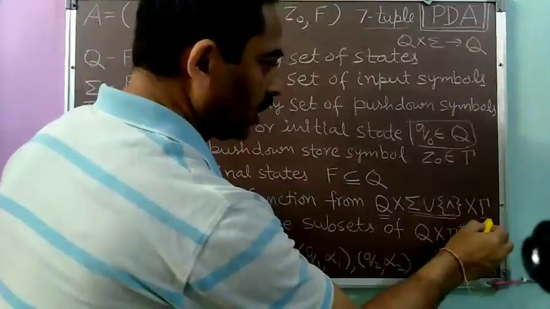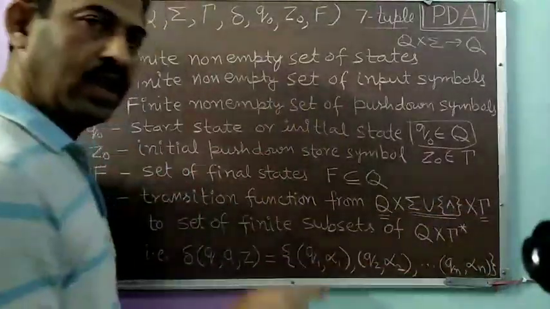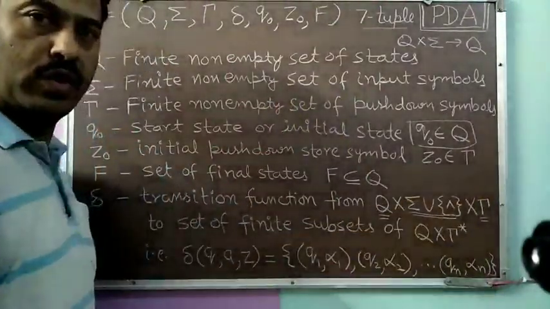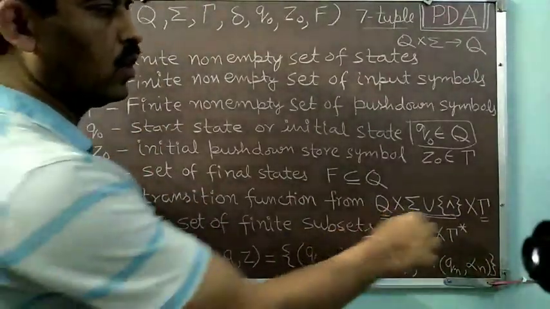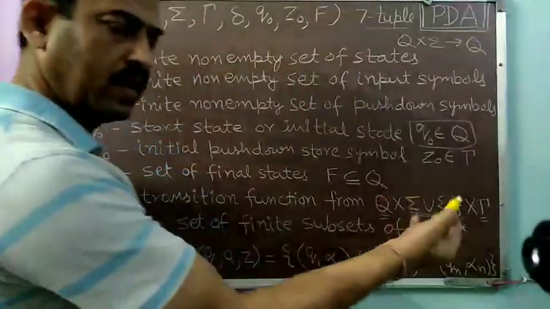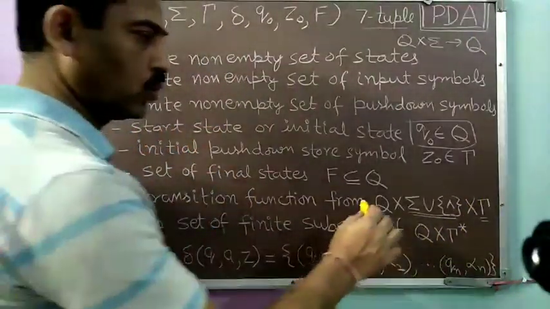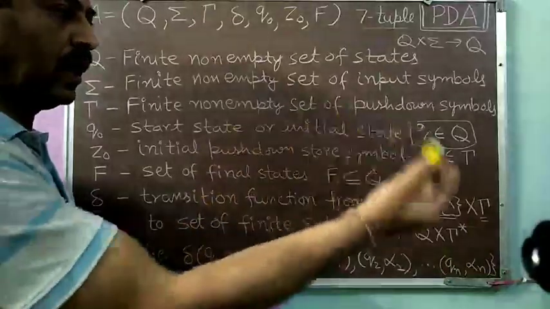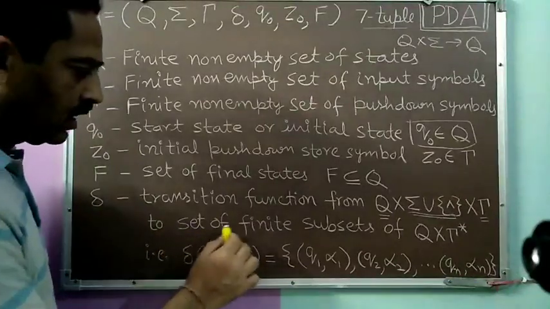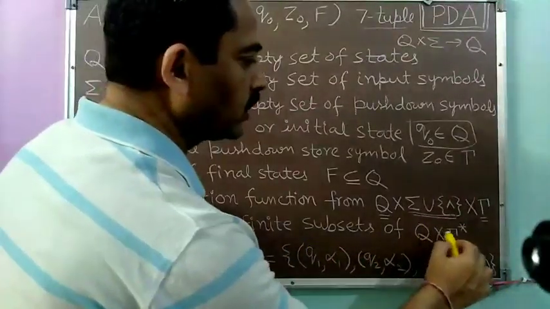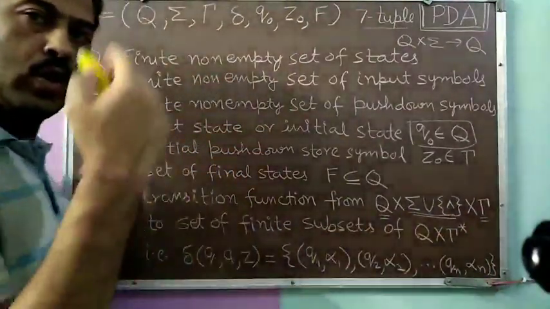And the third input will be from rho, that is the push down store symbol. So we'll check what is stored on the top of the push down store. On the basis of these three things, what is the current state, what input symbol we are reading or whether we are taking a null move, meaning without reading anything from the input, and what is on the top of the push down store, we will make our transitions. What will be the output? The output will be a set of the finite subsets of Q cross rho star. Q cross rho star means it will give us two outputs.